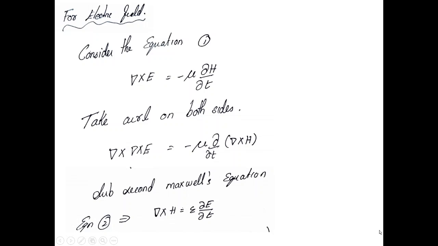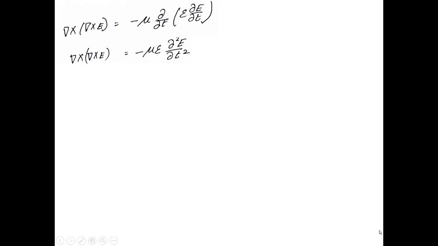That is equation 2. So now in the previous equation, substitute del cross H is equal to epsilon dou E by dou T. So after substituting, you can take epsilon outside since it is a constant. So you will get dou into dou square E by dou T square. It is the second order differential equation.